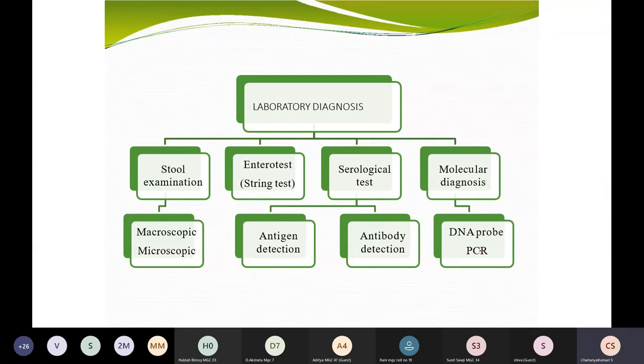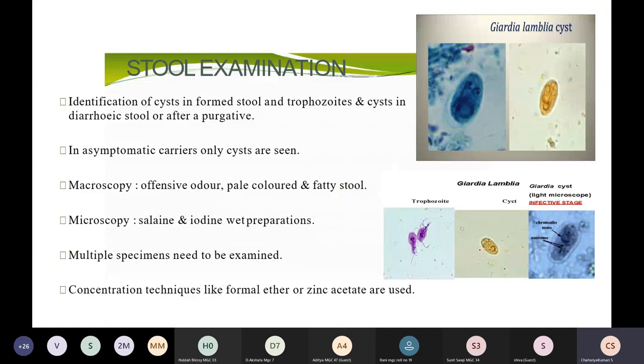So nowadays coronavirus has been detected by using the reverse transcriptase PCR technique, RT-PCR. RT-PCR is nothing but reverse transcriptase. So somewhat the same molecular diagnosis will be done for this parasite also. Okay, now coming in detail about these laboratory diagnoses.